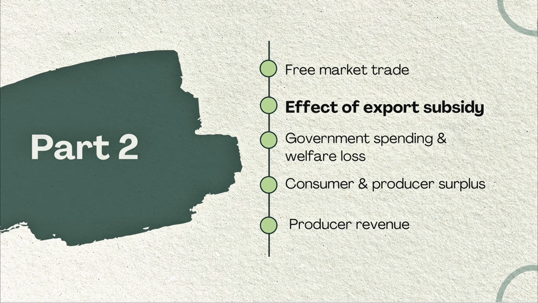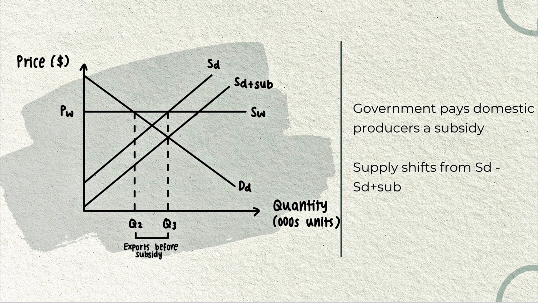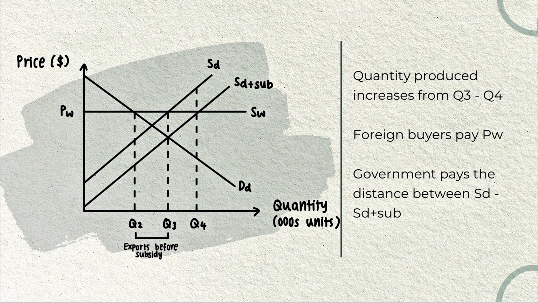Let's have a look at the effects of an export subsidy. The first thing that happens is that governments pay domestic producers a subsidy to make more goods, and the subsidy will shift the supply to the right from SD to SD plus sub. And the result of this is that the quantity produced increases from Q3 to Q4.